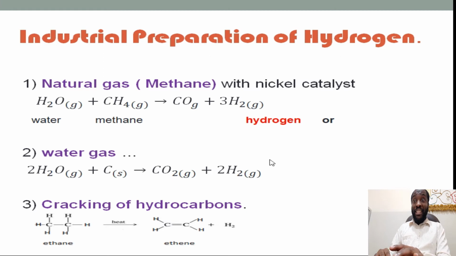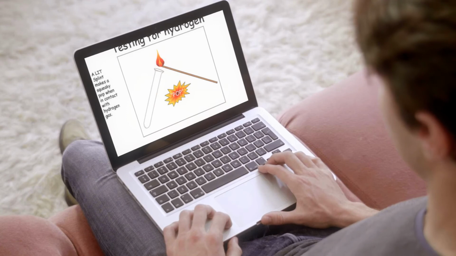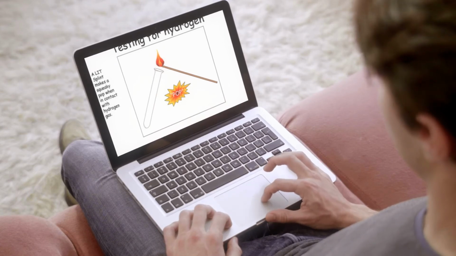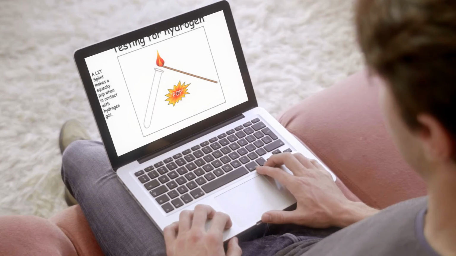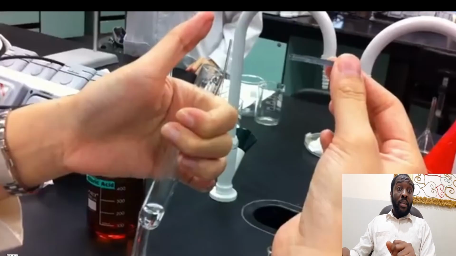Now let's move to the next part of our objective, the test for hydrogen. After preparing our gas and we wish to know if truly the gas prepared is hydrogen, all we need to do is bring this gas closer to a glowing splint, and if a pop sound is produced, then that gas prepared is hydrogen.